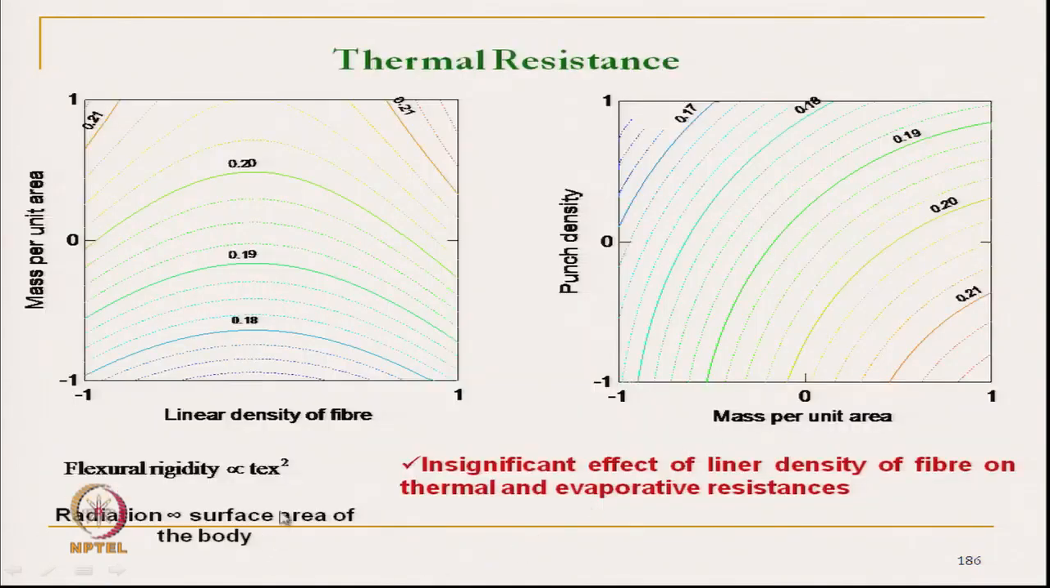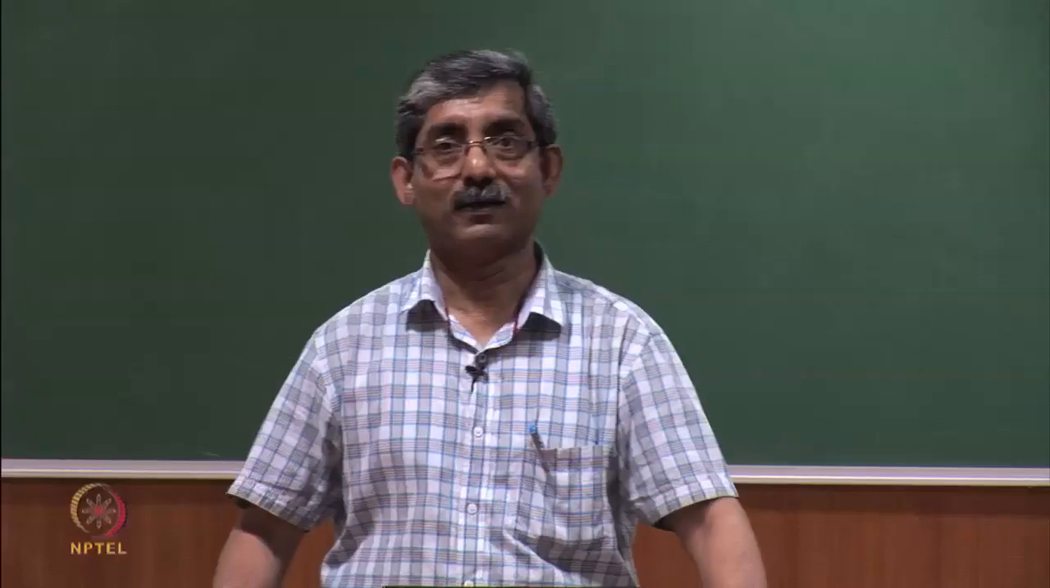Now, what we have observed here: if we change the linear density, there is no significant impact on thermal resistance. So, insignificant effect of linear density of fiber on thermal and evaporative resistance. But as we increase the mass per unit area, the thermal resistance will increase. The reason we have already discussed earlier.